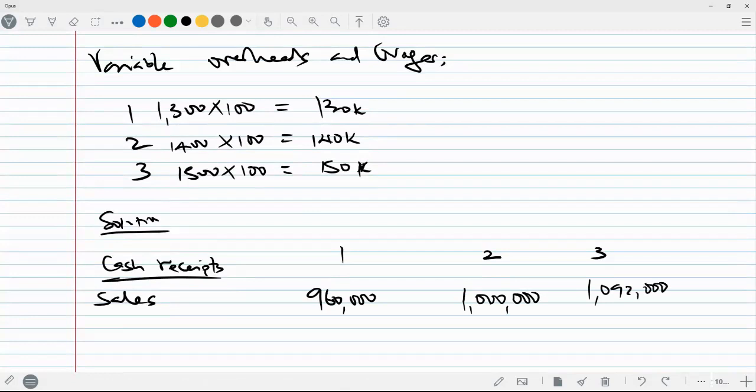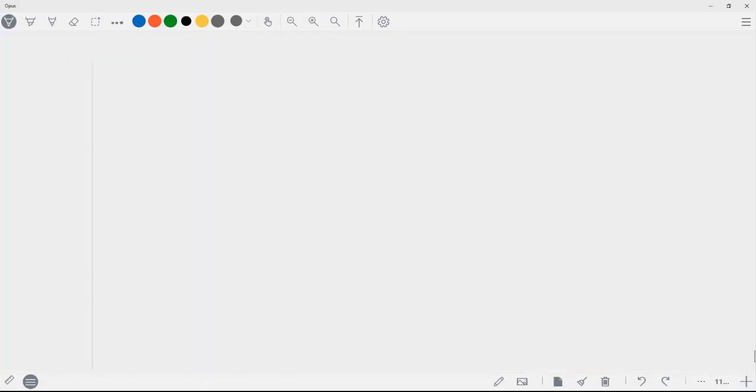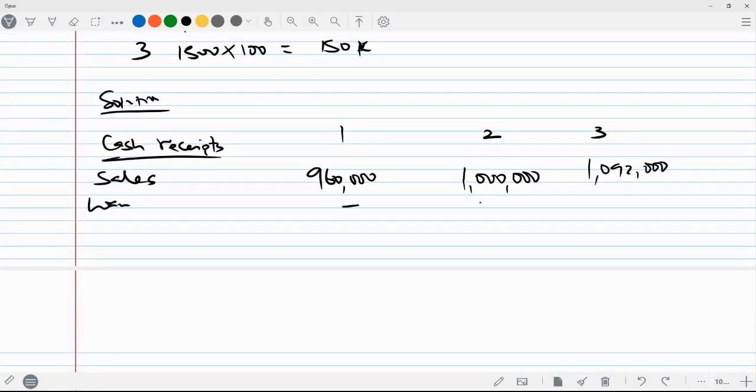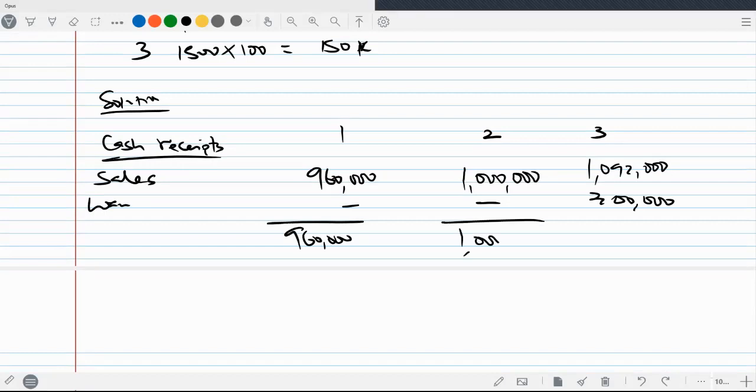Yes, note 6. A long-term loan of 3,000 will be received in the month of March. Okay, so long-term, this is loan, cash received from loan. Received in the month of March equal to 300,000. And we don't have the cash inflow. Therefore, 960, 1 million, and you have 1392.